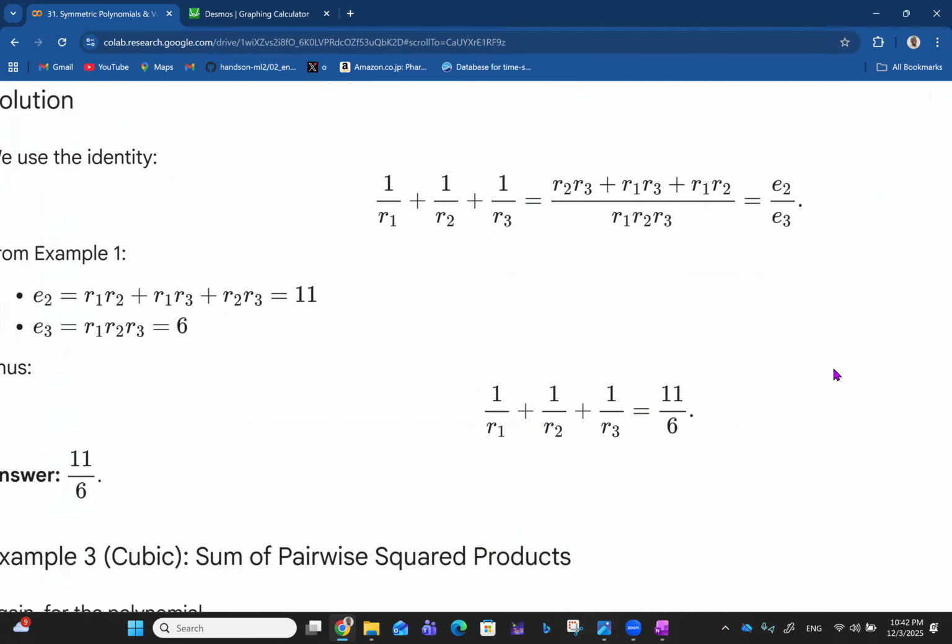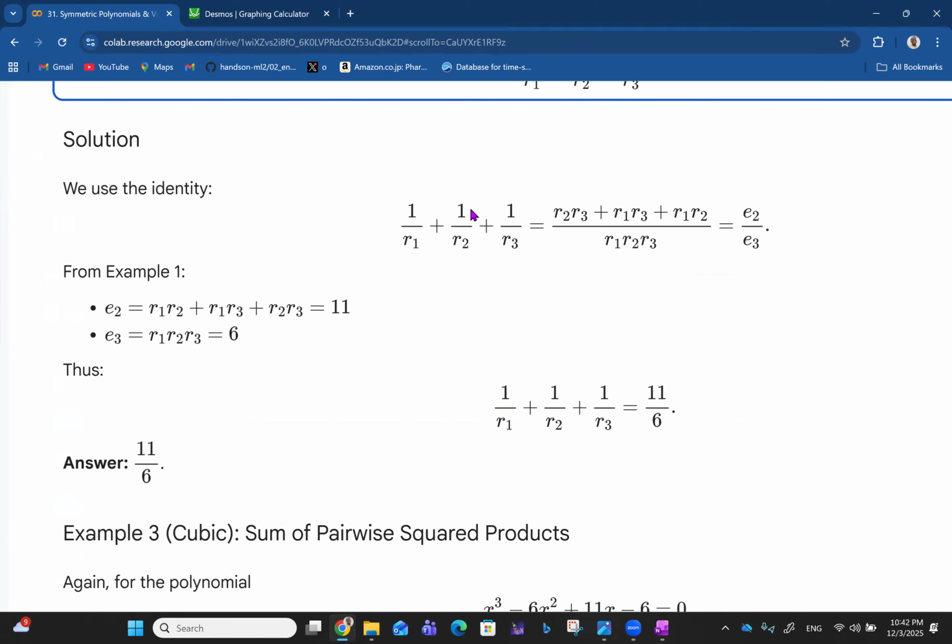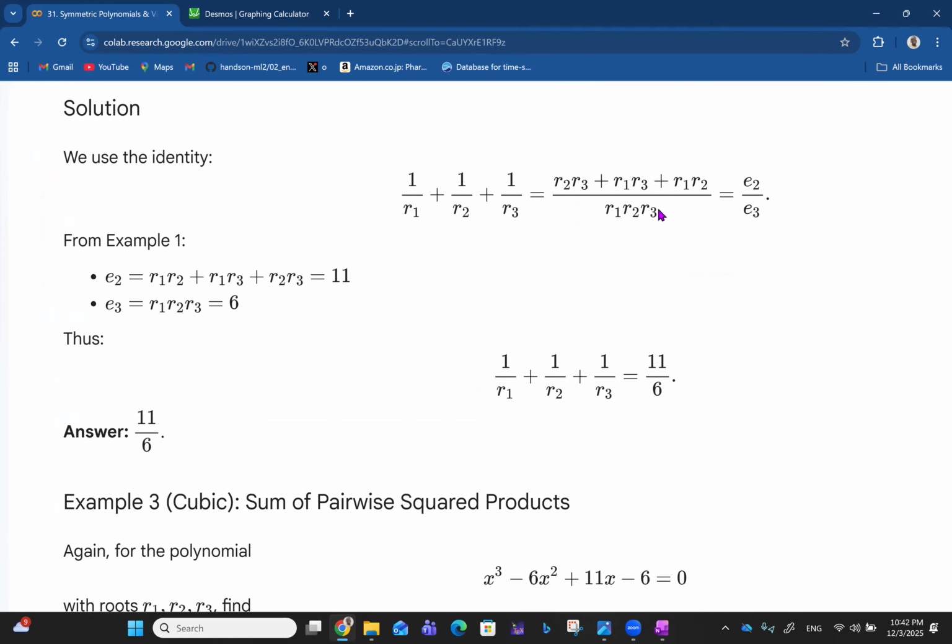So let's look at how the solution should be done now. You have 1 over R1 plus 1 over R2 plus 1 over R3. So the LCM is R1 R2 R3. R1 in R1 R2 R3 is R2 R3. R2 in R1 R2 R3 is R1 R3. R3 in R1 R2 R3 is R1 R2. So if you put this whole thing together, this is E2 now. E2 is that's clearly B, that's positive B. And then E3 is minus C, that's the negative of the constant. E2 we already know to be 11. E3 we know to be 6. So this is simply 11 over 6. And that's correct with the original roots we actually know.